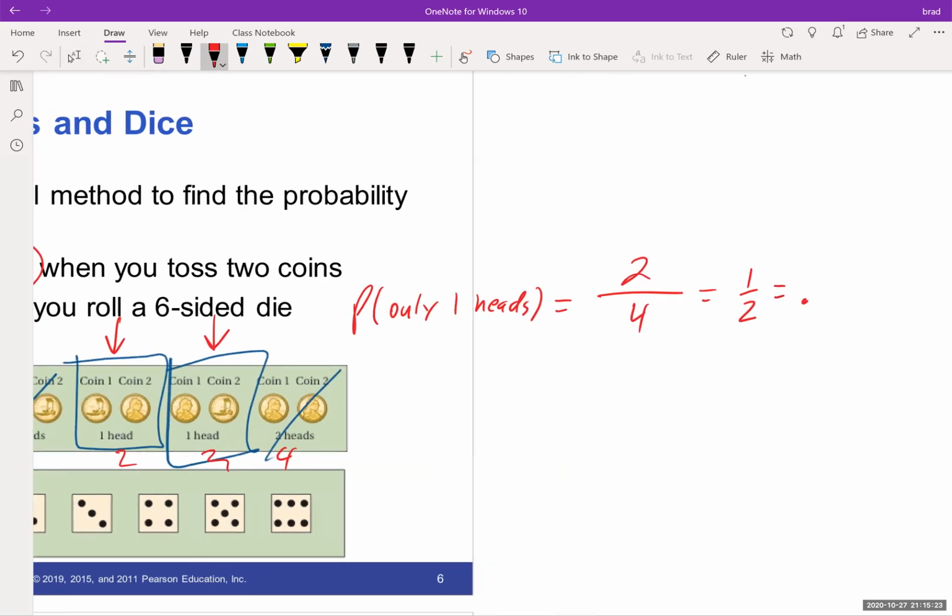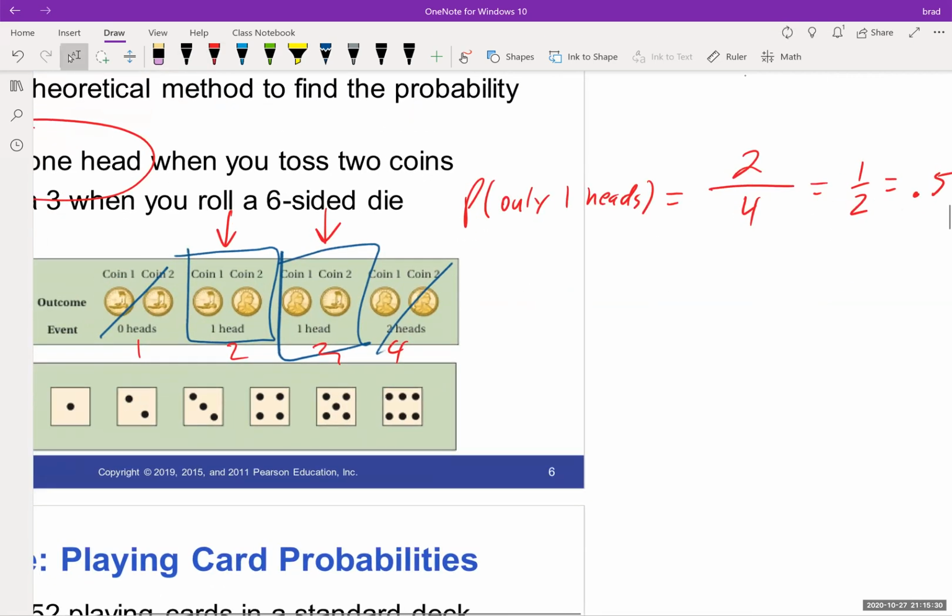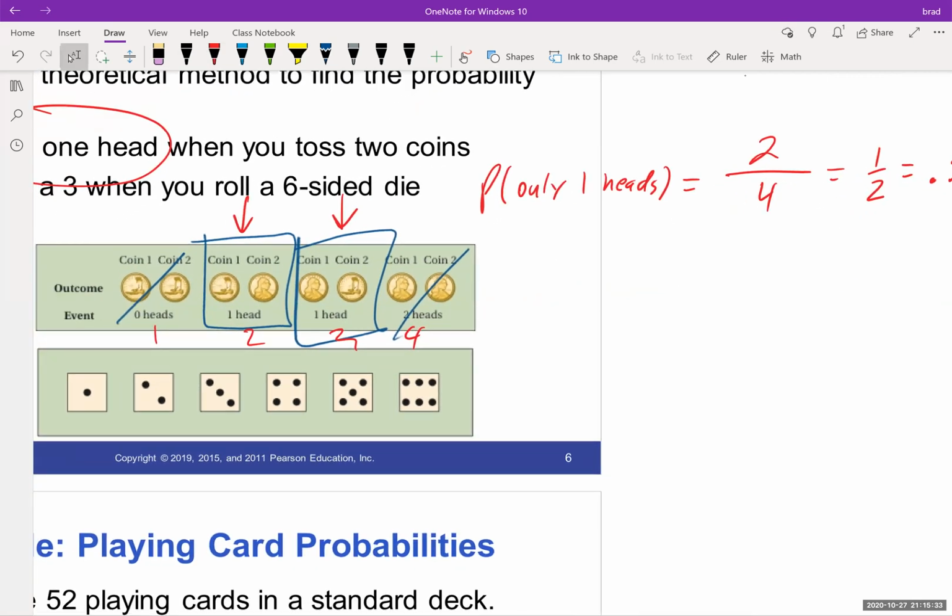Or most of the time they like to use decimals, I think, when you're using a calculator. I personally prefer 1/2, but just read the question and see how they ask it in the homework and on the quizzes and stuff.